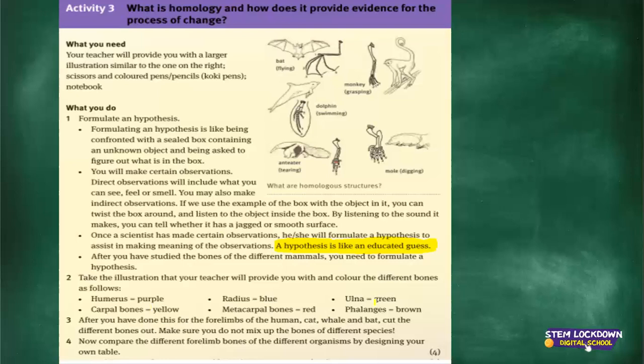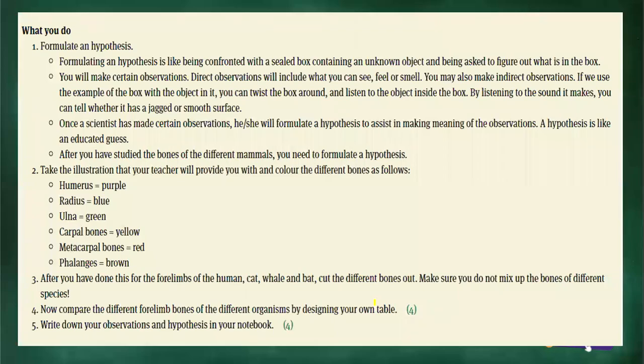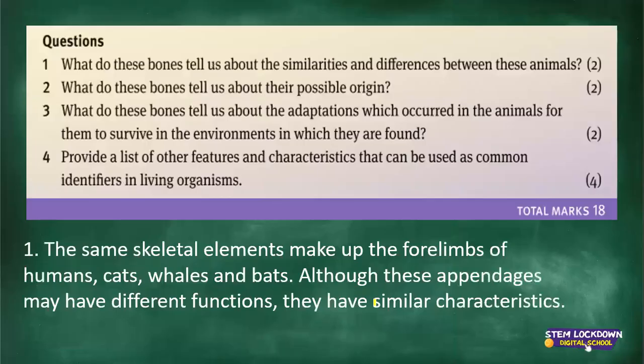After you are done, you will cut the bones out and make sure you do not mix up the bones of different species. Then you will compare the different forelimb bones of the different organisms by designing your own tables. So you can do that on your own. These are the questions that follow that activity. Question 1: What do these bones tell us about the similarities and differences between these animals? After you're done with this, you'll see the bones.